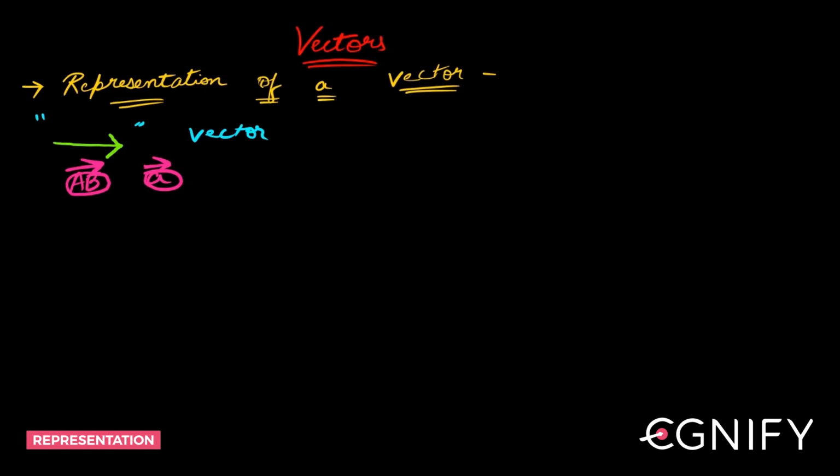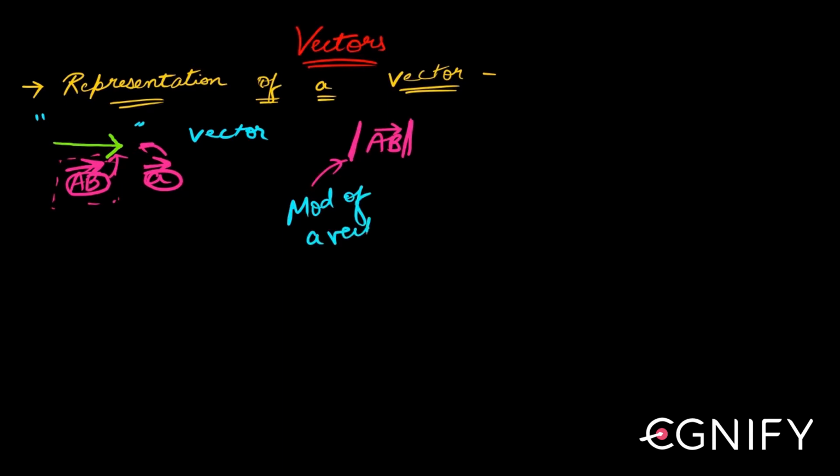That will not just give a name to this vector, but also signify with this arrow that, okay, it is a vector, right? This arrow signifies that it is a vector. If I do mod of this, if I make these two lines around this vector, I call this mod of a vector. And what does this mean? This will give me the length of AB. So I'm calling this vector AB.